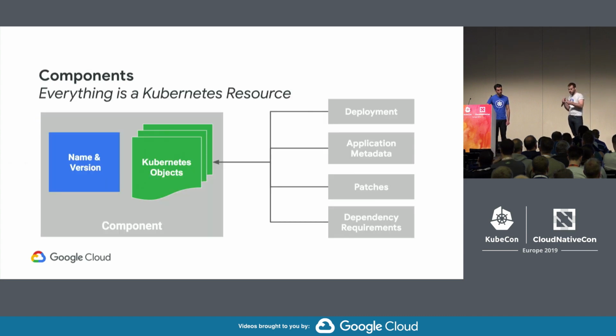Really, everything in this world is a Kubernetes resource. And so this is kind of a powerful way to think. So yes, we're going to have, say, our etcd, we're going to have our controller manager, whatever, our Istios as the deployments, RBAC rules, and so on. But we can also have CRDs that represent application metadata, CRDs that represent runtime patches, CRDs that represent dependency requirements. And then everything is bundled and versioned into this component.